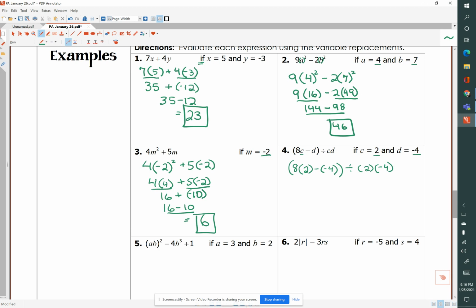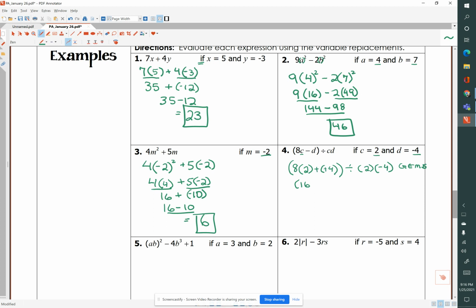So I think where I'm going to start first is I'm going to go left to right with the multiplication here within these grouping symbols. Remember, grouping symbols first, exponents, multiplication and division before subtraction and addition. So I've got 8 times 2, which is 16. Now, minus a -4 is +4.